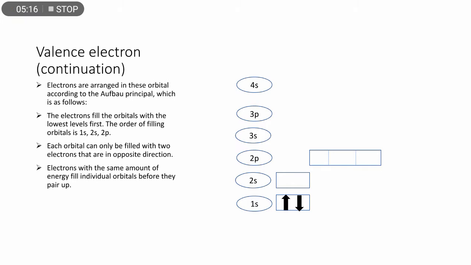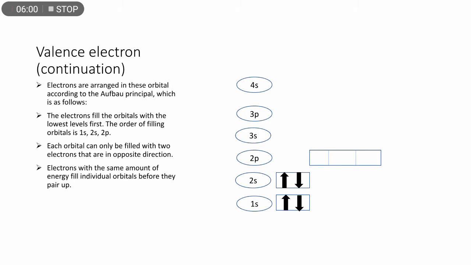Okay, then the second rule points out that each orbital can only be filled with 2 electrons in opposite directions, like this. Can you see that the first electron is pointing up, and the other electron is pointing down in one orbital? Then the third point says electrons with the same amount of energy fill individual orbitals before they pair up.